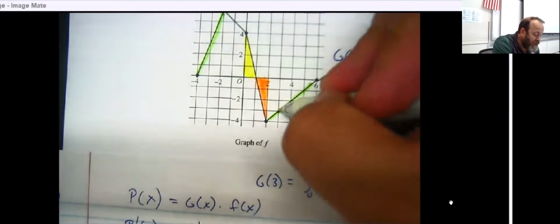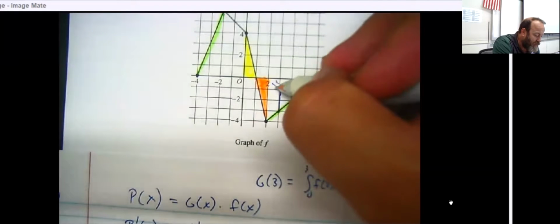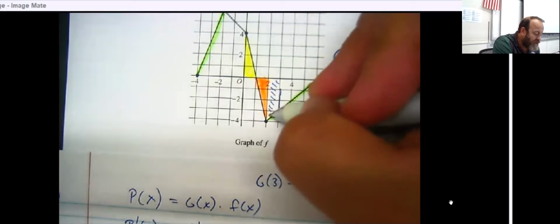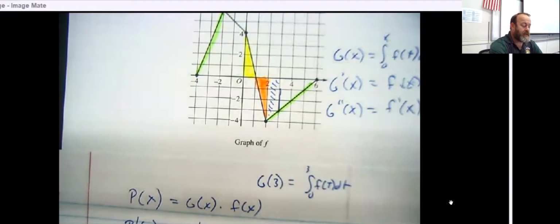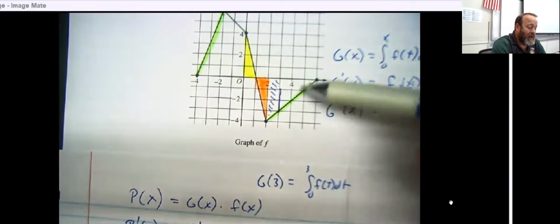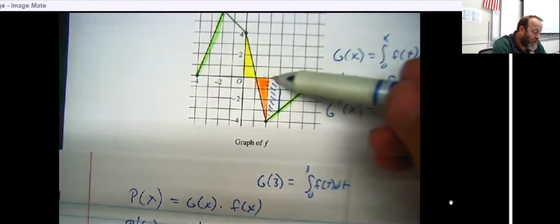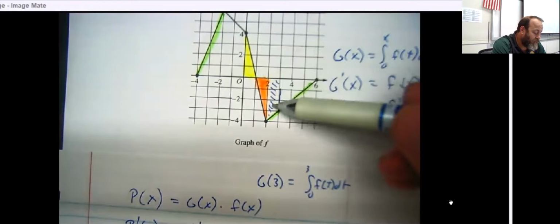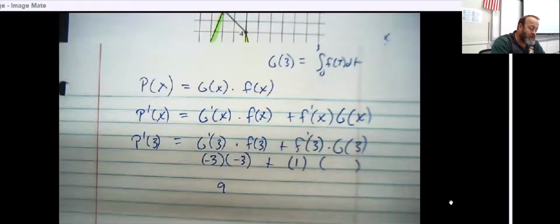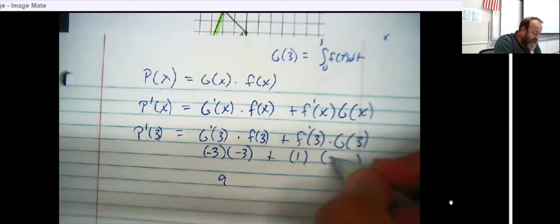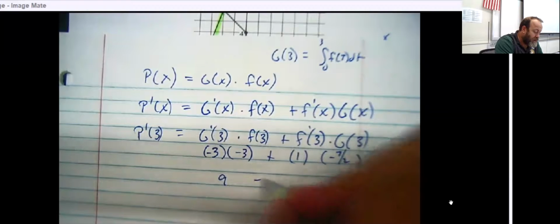So all I really need to do is find this little piece from 2 to 3, and that's the only part that remains. And actually, they were being very generous by giving you a 1-to-1 grid here. The areas, this is all 1 by 1, so 1, 2, 3.5. So G of 3 is actually negative 3.5, or negative 7/2.